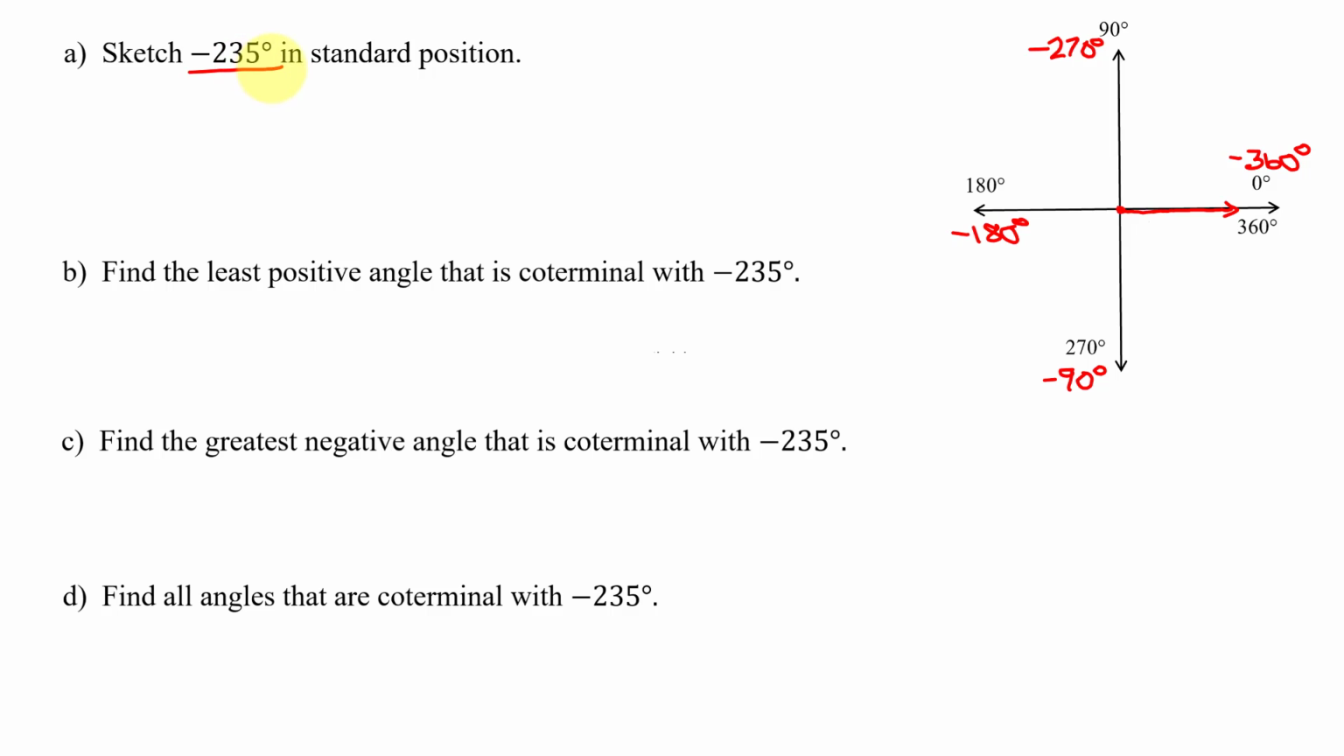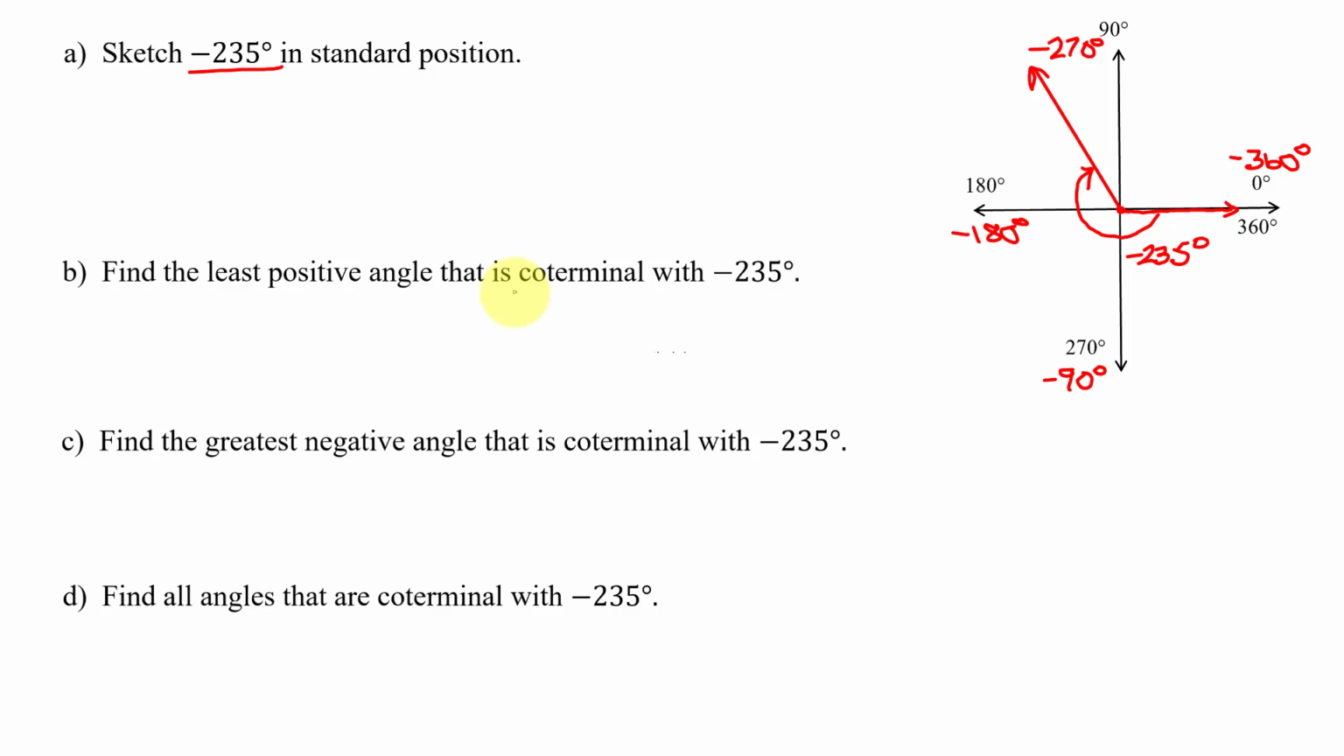So my angle is negative 235 degrees, which lies between negative 180 and negative 270. So my angle has to lie somewhere in quadrant 2. So I'm going to draw my terminal side in quadrant 2, put an arrow on the end, and then indicate that the angle is rotated in a negative direction. So that is my angle, negative 235 degrees.